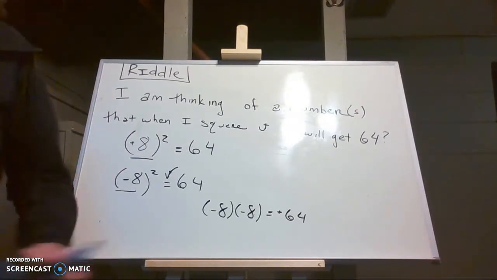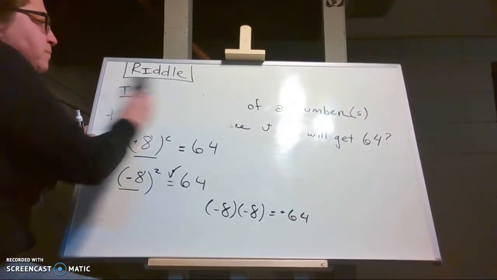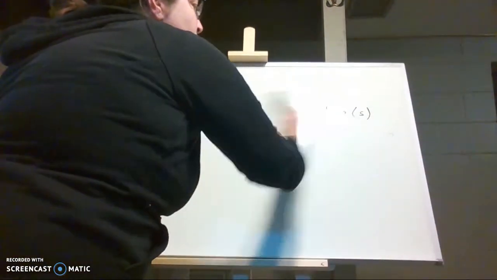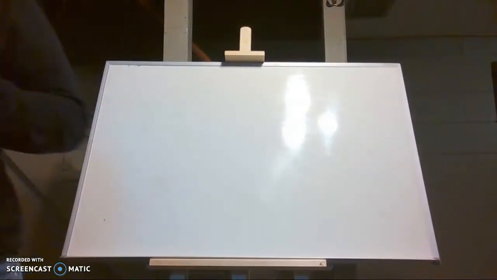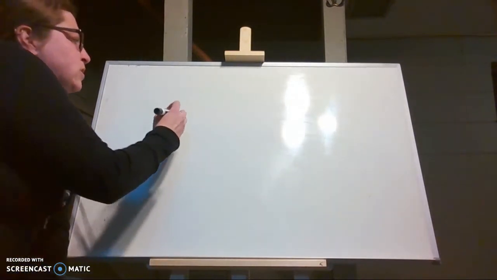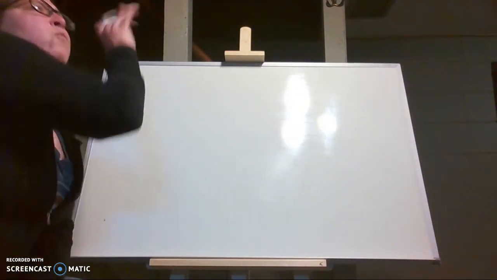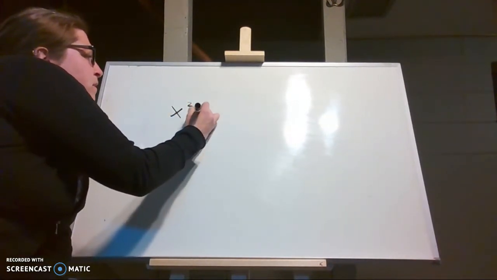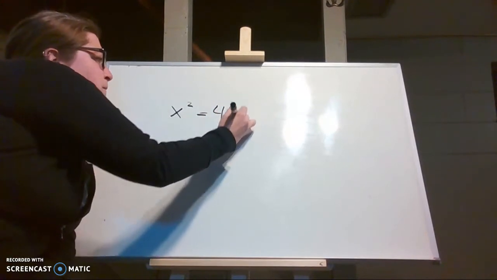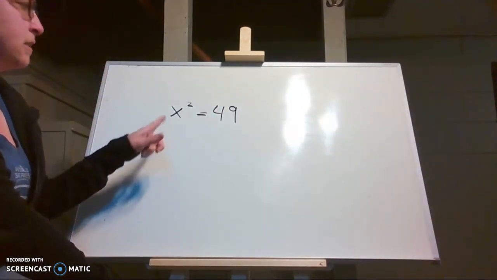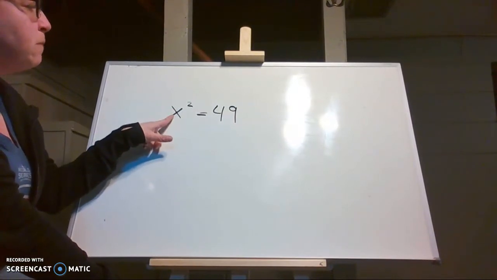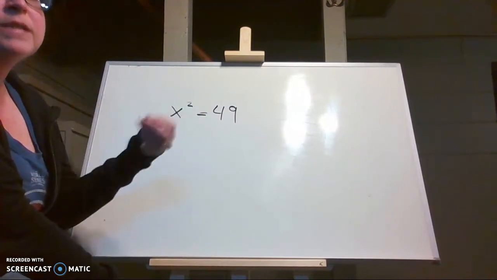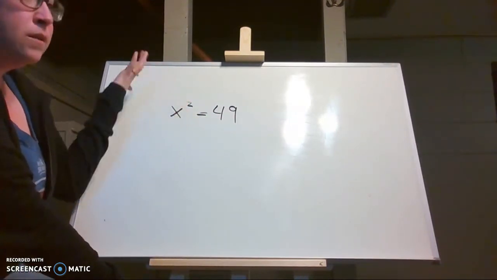Okay, take a brief minute for me to pause and erase. And then I'm going to come up with our first example problem. Okay, so here's a question for you. Instead of saying what number will give me this, what if I said x squared equals 49? Remember, what I'm asking is what number or numbers, if I put them in for x and I square it, will give me 49. That's what I'm looking for.